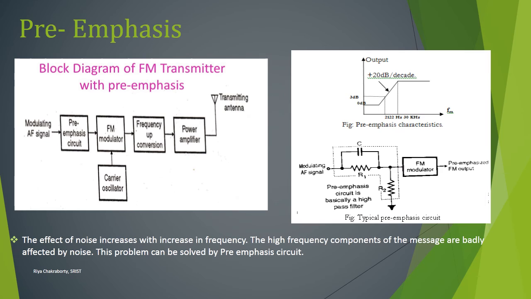Hence, the pre-emphasis circuit is used at the transmitter as shown in the figure. And this is the block diagram of an FM transmitter including the pre-emphasis. Before applying the signal to the FM modulator, pre-emphasis is needed. I think this is clear to you.